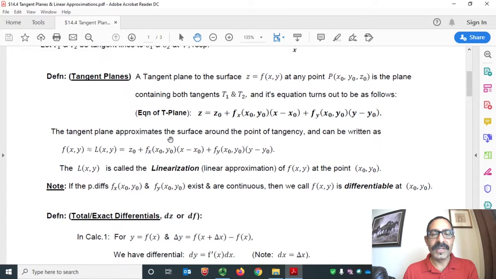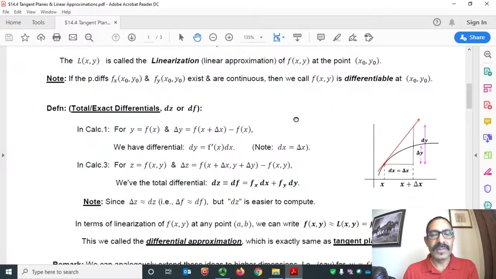The tangent plane approximates the surface around the point of tangency and can be written as L(x, y) equals the right side of the equation of the tangent plane, z0 plus fx times (x minus x0) plus fy times (y minus y0). Then this L(x, y) is called the linearization, that is, a linear approximation of f(x, y) at the point x0, y0. Quick note: if the partial derivatives fx and fy at the point x0, y0 exist and are continuous, then we call f differentiable at that point x0, y0.